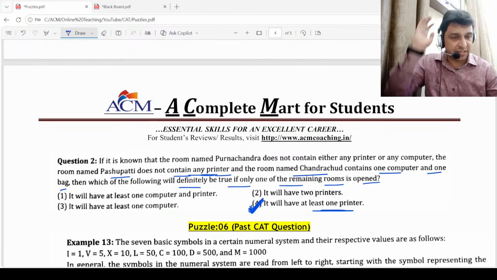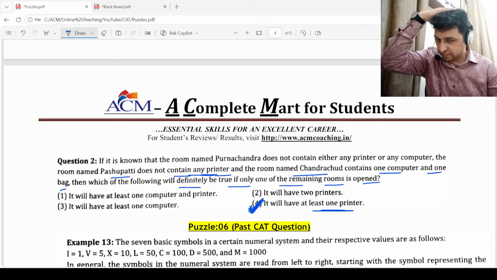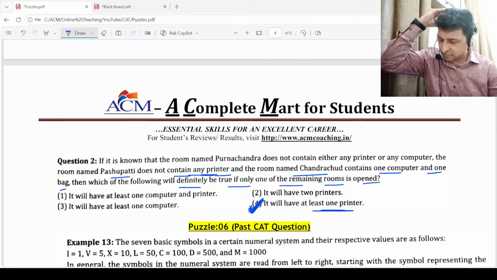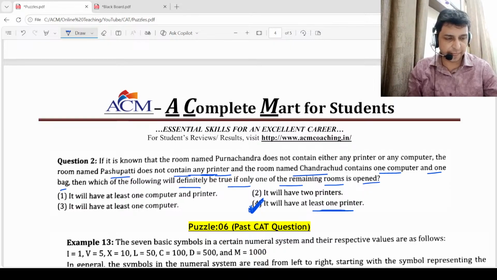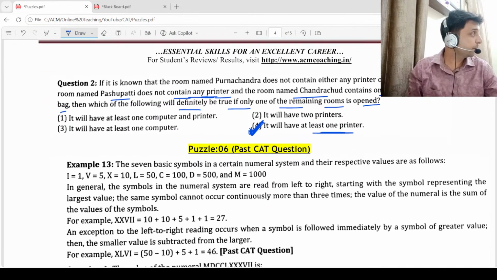I hope that answers the query. The other questions which we have, one or two more PYQs are left. Let's finish them also quickly.